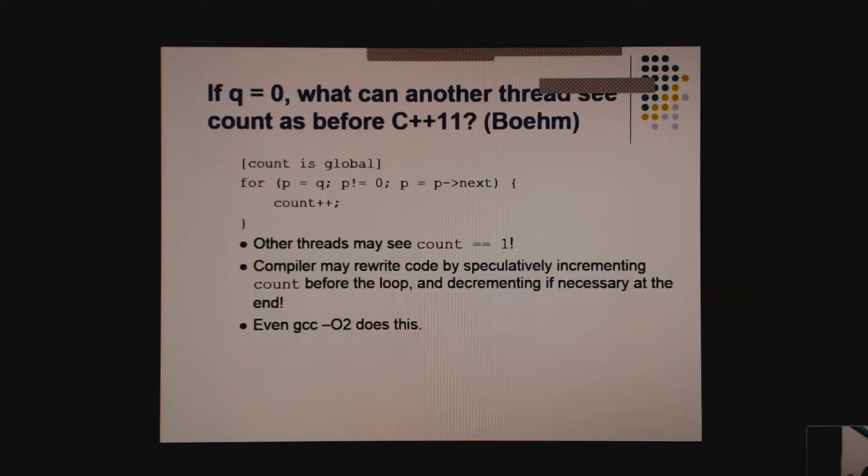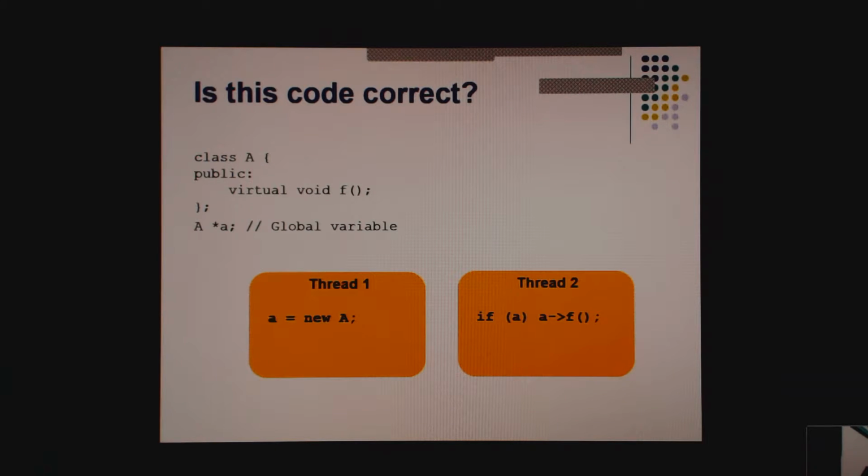So this is kind of a notion of what memory means between threads. And one thing we're seeing is different threads may not agree on the content of memory. Here's another example. So here's some reasonable looking code. Thread 1 creates a new A object and stores it in little a. And thread 2 calls a method on little a, but only if something has been stored in it. Is that code correct? Why not?